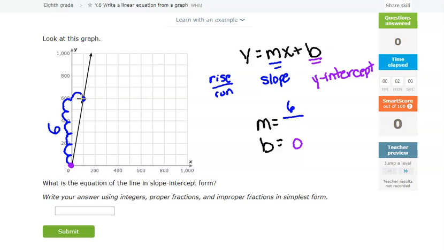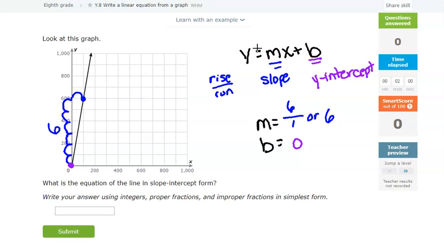And then my run, it literally just went over 1 box. So I can just put a 1 there, because my boxes are a little bit easier to count. So it went up 6 boxes and ran to the right 1 box. So 6 over 1 could be my slope. Now remember with that, I could just say 6, right? Because I could do it either way.